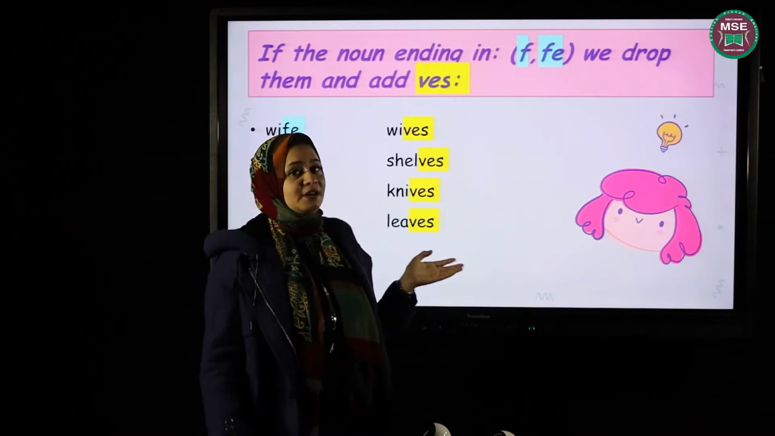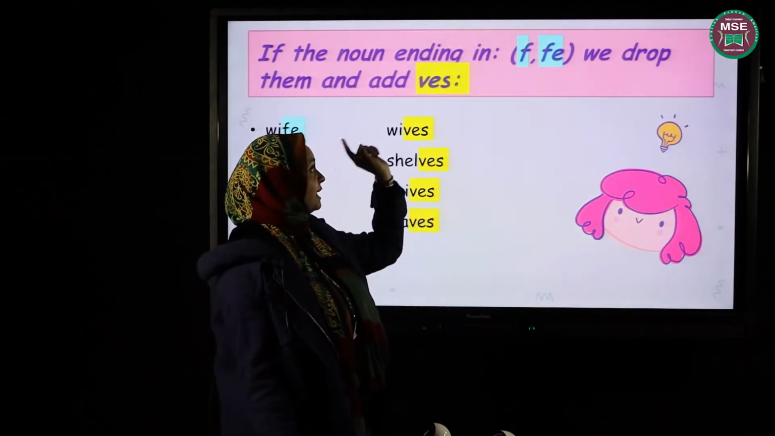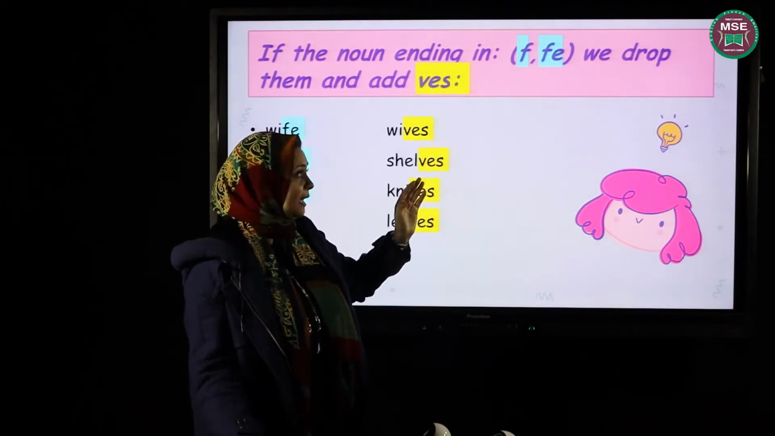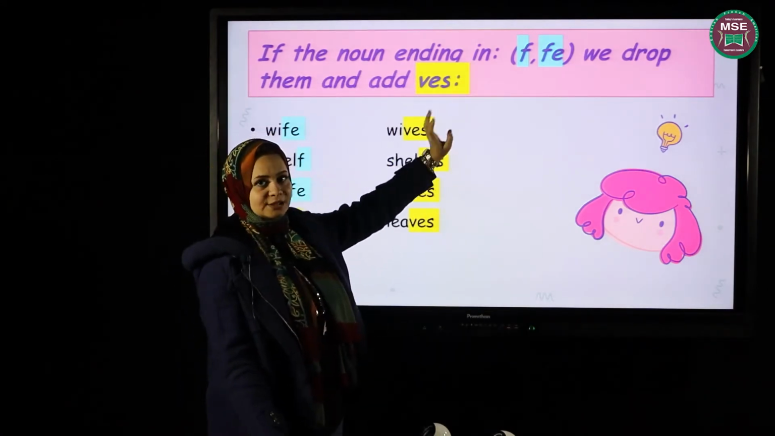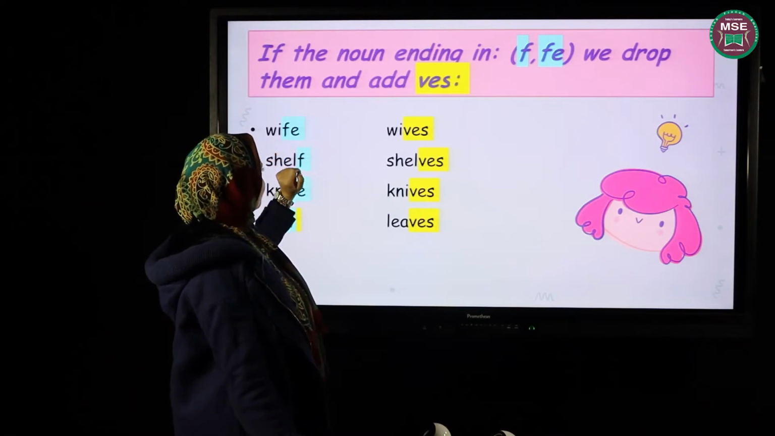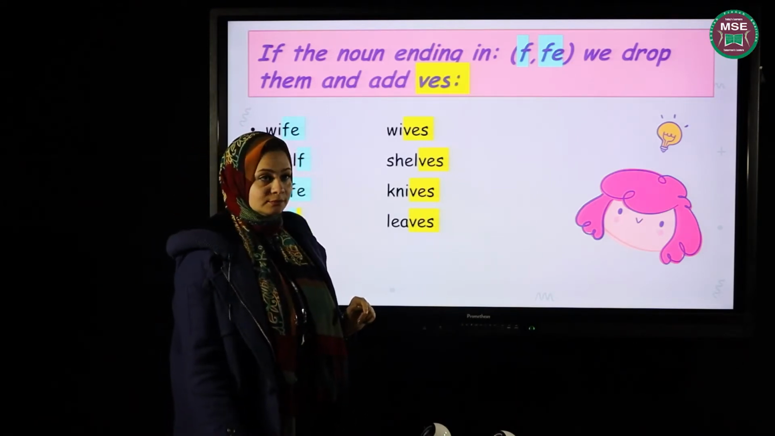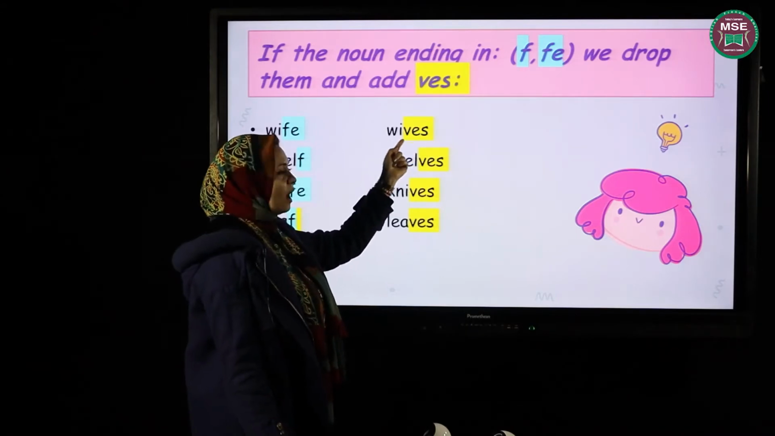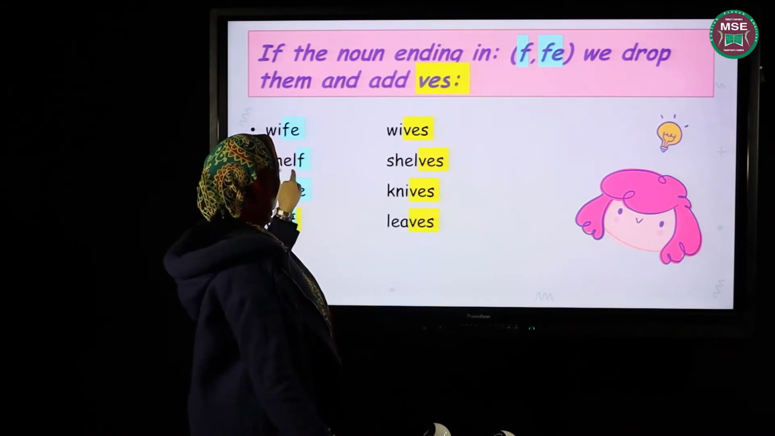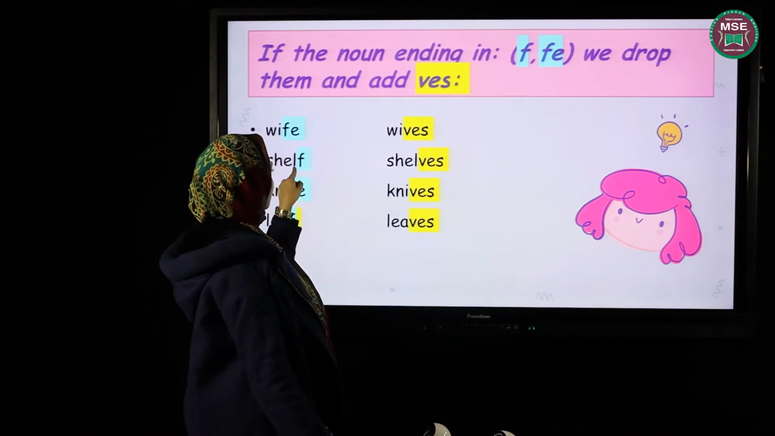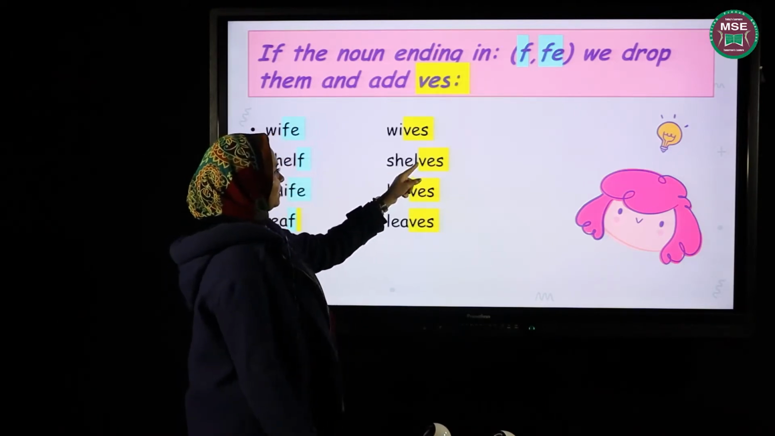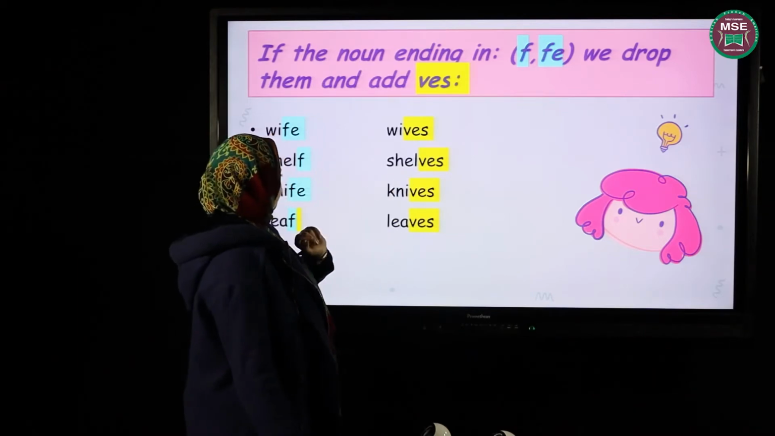What about the F and FE? If the word ends with F or FE, we must drop them, or cross them out, and put just VES. For example, wife. Wife ends with FE, so I'm gonna cross it out, then I will put VES to be wives. Shelf ends with F, so I'm gonna cross it out and put VES to be shelves.